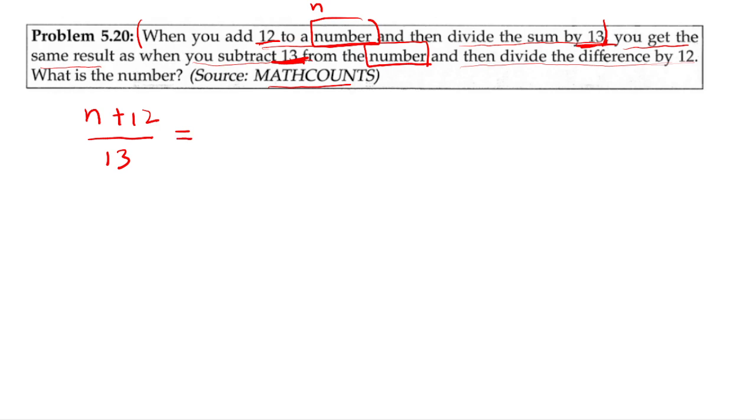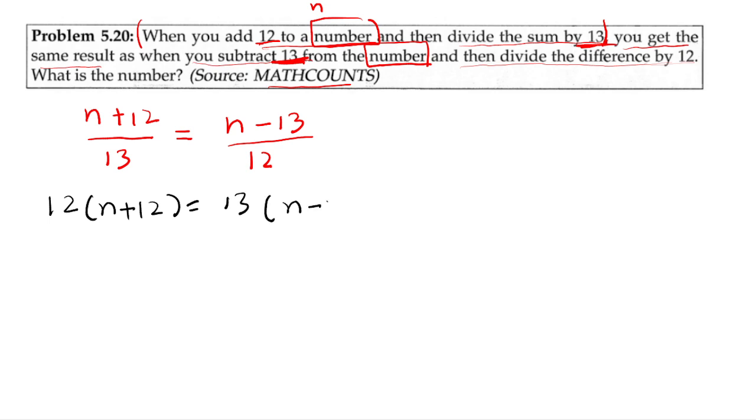We get the same result, so we use the equation symbol here. This time we subtract 13 from n and divide this difference, n minus 13, by 12. Now we have to find the value of n. For this we will use algebra. Multiplying by 12 and 13 on both sides, we get 12 times (n plus 12) is equal to 13 times (n minus 13).